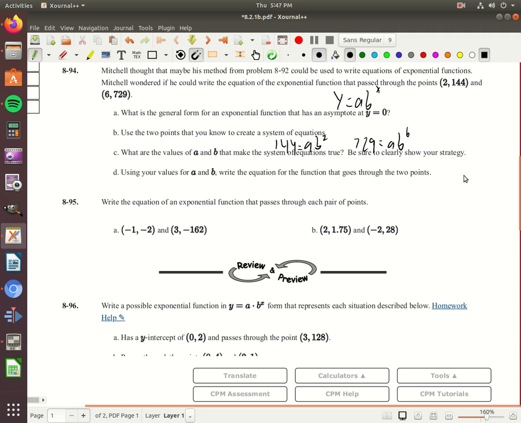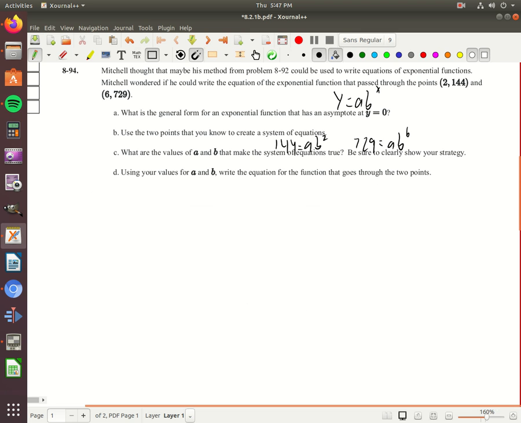It says, what are the values of a and b that make the system of equations true? Be sure to clearly show your strategy. So, and then we're going to write the equation. So I'm going to give myself a little bit of space here and get to work.